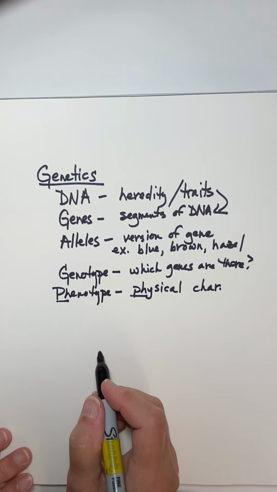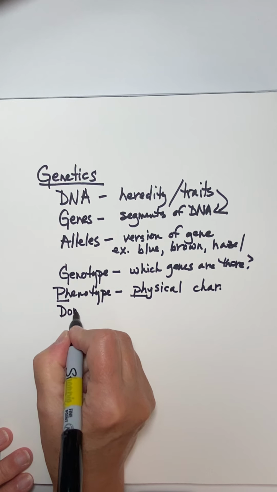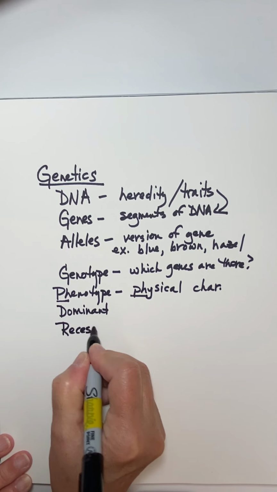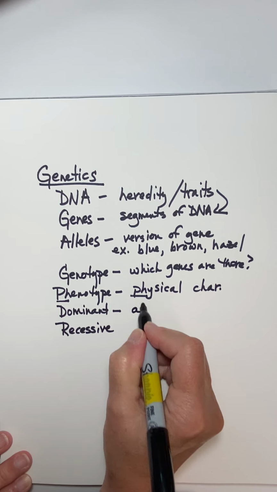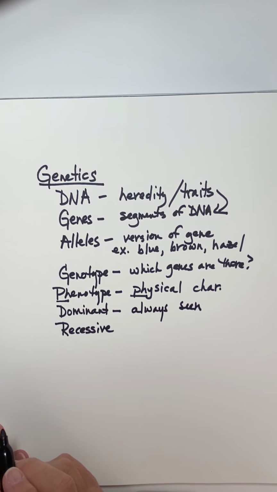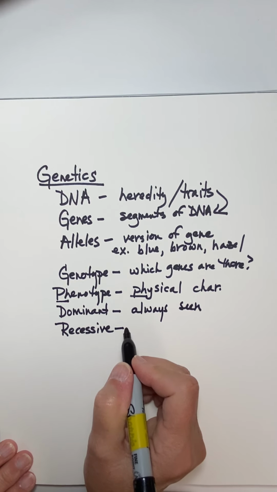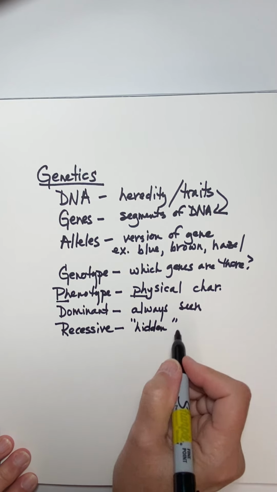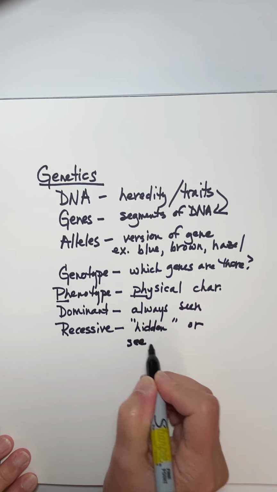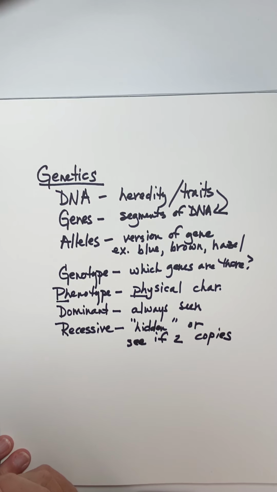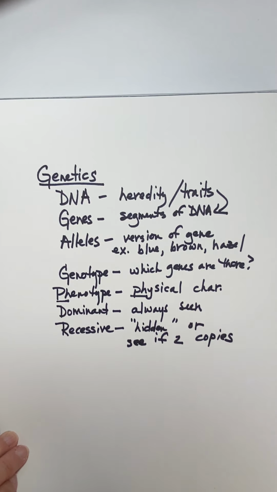Now, when we talk about alleles or different versions of genes, we often talk about dominant traits or alleles and recessive traits or alleles. So a dominant trait is always seen. We always see it. It is always expressed because it is dominant. Recessive traits or alleles sometimes are invisible or hidden unless you see it if there are two copies present. So you'll see a recessive trait if there are two copies of that recessive trait present. Okay, so let's keep going.